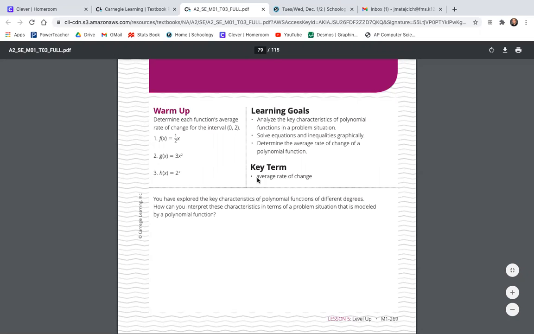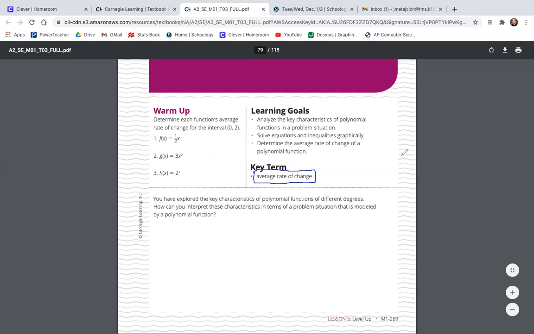The goal for this video is really to be able to calculate the average rate of change in a polynomial function. So for these three functions given, determine each function's average rate of change for the interval 0, 2.